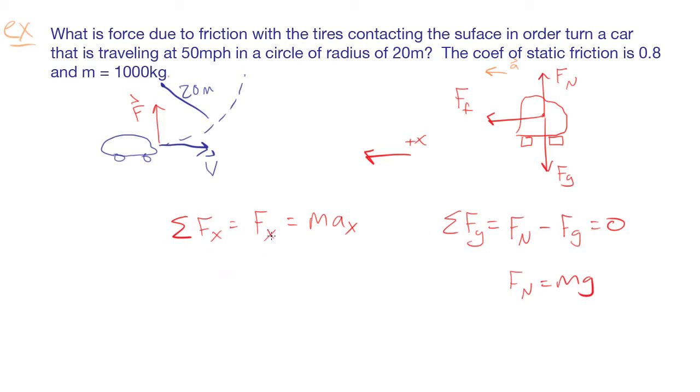I'm sorry, this F sub x, that should be friction, of course. So the force due to friction is balancing mass times acceleration. So I have an equation that I can write for the force due to friction. Is this static friction or kinetic friction? I guess I wrote it down, didn't I? Coefficient of static friction.